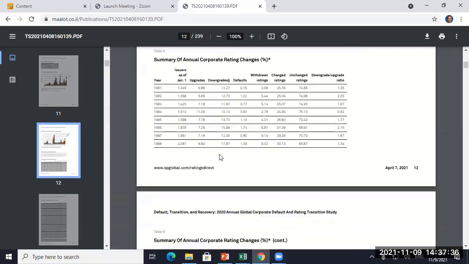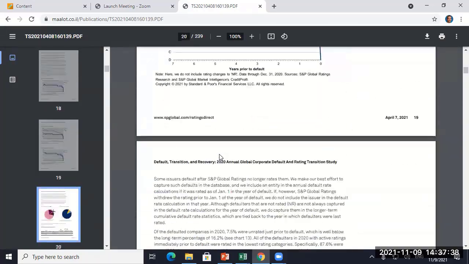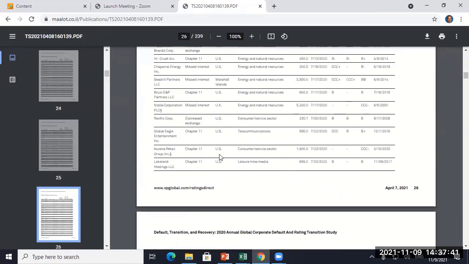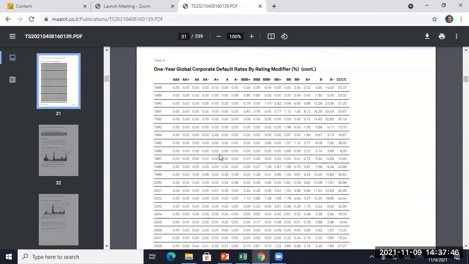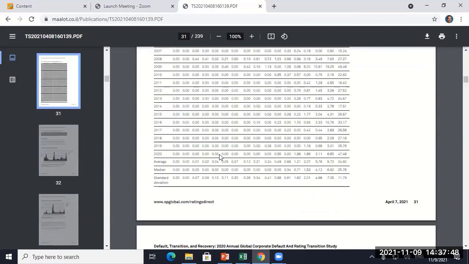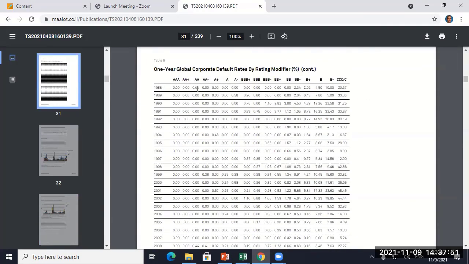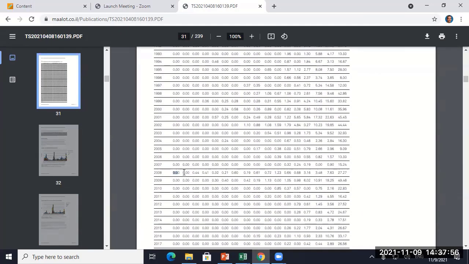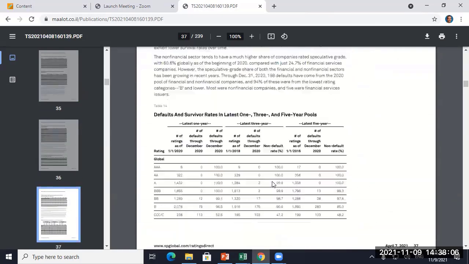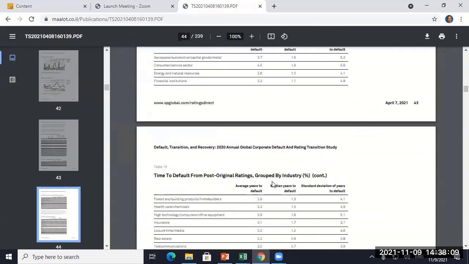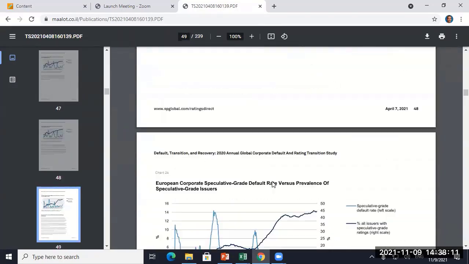So somewhere in here, they have a transition matrix, but I never could find it. I really wanted to show you a transition matrix, but it's in here somewhere. I mean, it's 239 pages. That's pretty interesting in itself, the default rates by year. So if you look at 2008, you'll see more defaults, but still the double A's and the triple A's, no defaults. Defaults really are on the low rating end. That's some really good stuff. I can find the transition matrix.